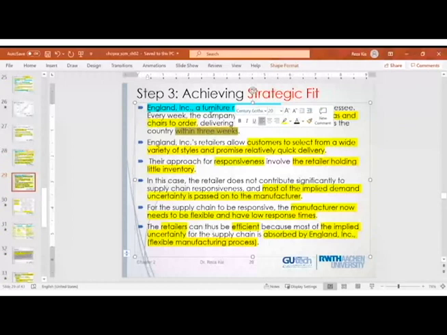So here the point is the furniture produced by England Inc., the price is so high. So they prefer to have a low level of inventory in their warehouses. So in the retail stage, the level of inventory should be low. Why? Because what they are producing is expensive. So a high level of inventory in their warehouse will bring a huge amount of cost to the company. So if the level of inventory in your stores is low, it means that your store is not capable of absorbing uncertainty.